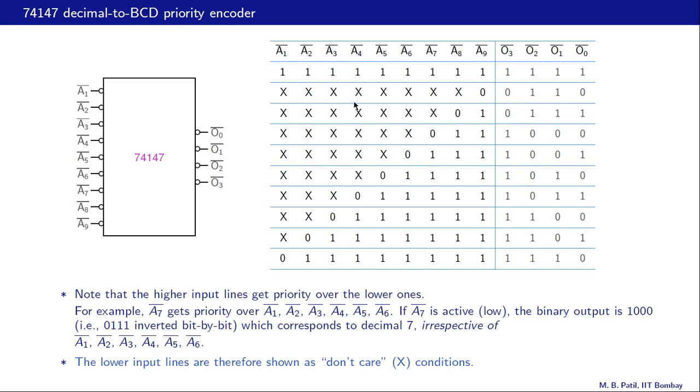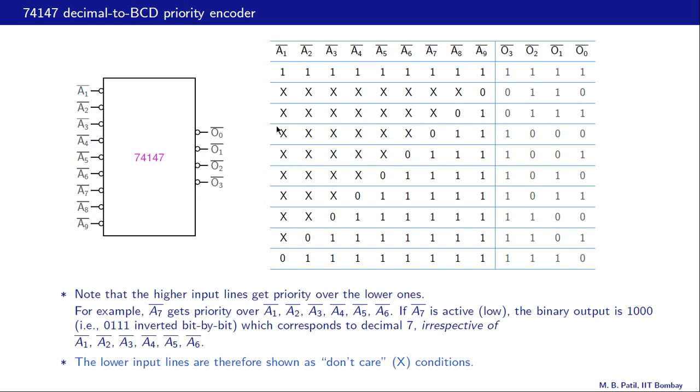Let us note that in all subsequent rows here, A9 bar has been shown as inactive, and that is because it has the highest priority. And if this was 0 anywhere, then it would not matter what all these other entries are, and the output would then be this one.